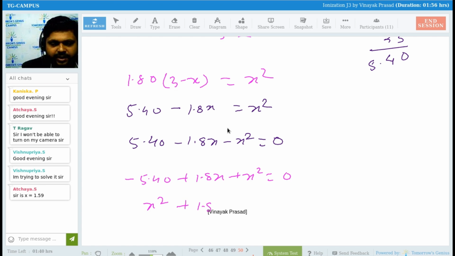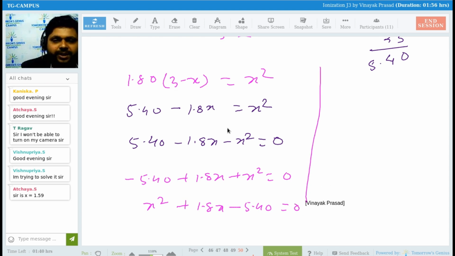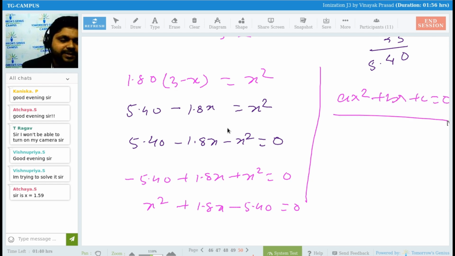Now we can write this to get the solution easily. x square plus 1.8x minus 5.40 equals to 0. Why have I written it this way? Because we know in a quadratic equation the general formula is x square plus bx plus c equals to 0. That's why I have taken x square first.